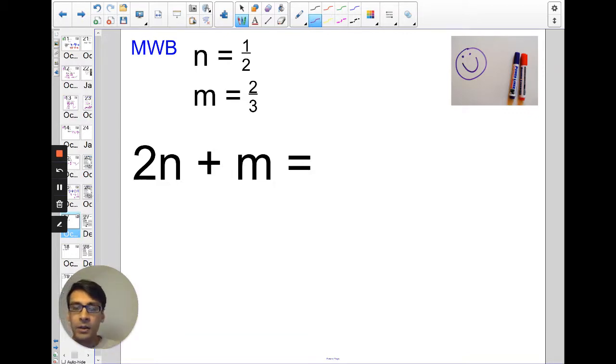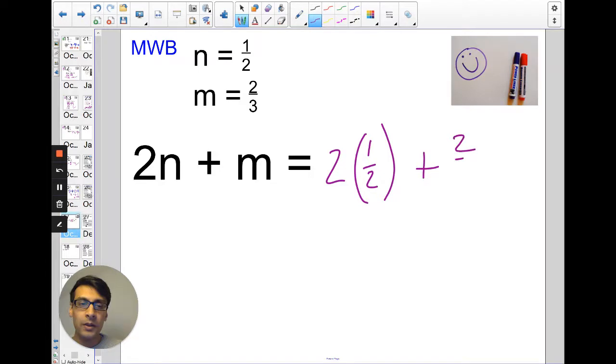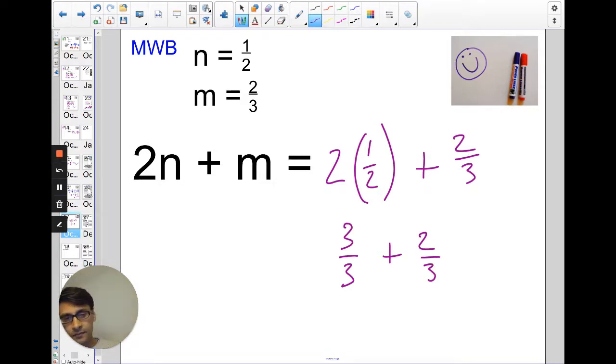Okay, I'm going to go through it now. So it's going to be 2 times a half plus 2/3. Now 2 times a half is just 1. Now instead of writing 1, I'm going to write 3/3. And you may guess why. Yeah, because they have the same denominator. So this is still 1 plus 2/3. And then that becomes 5/3, and that's your final answer.